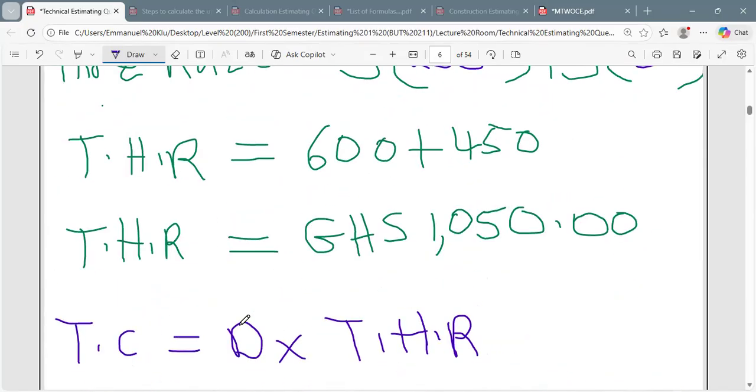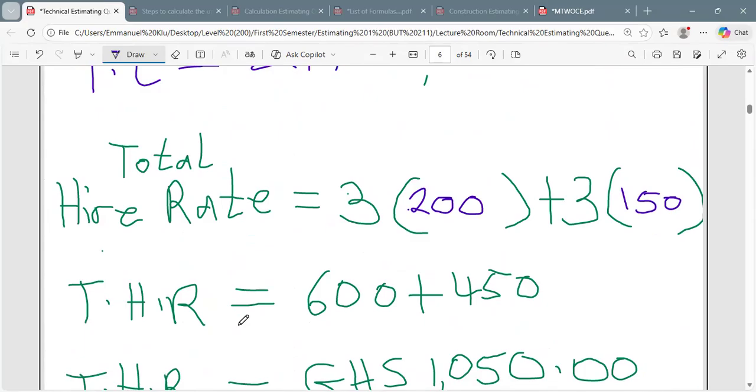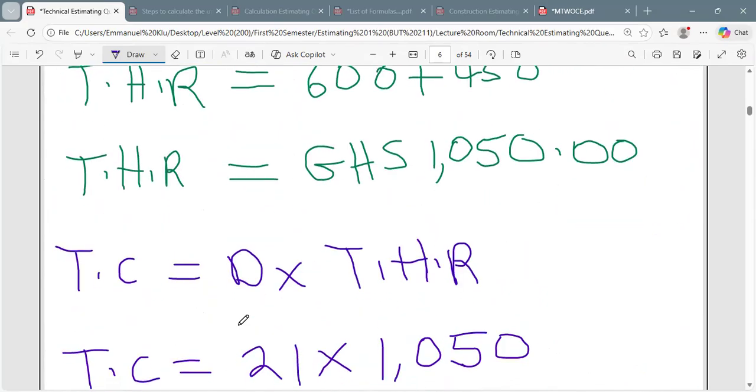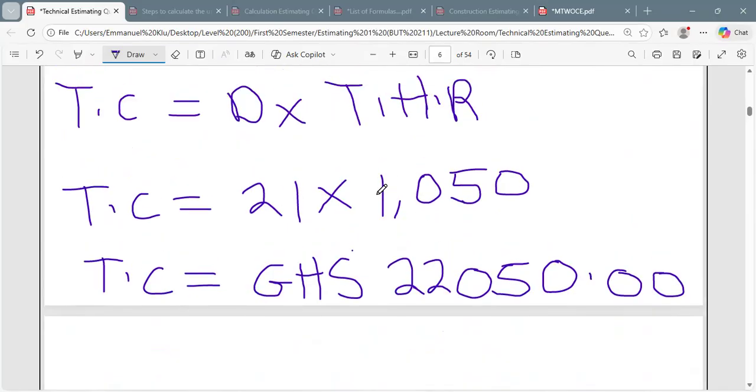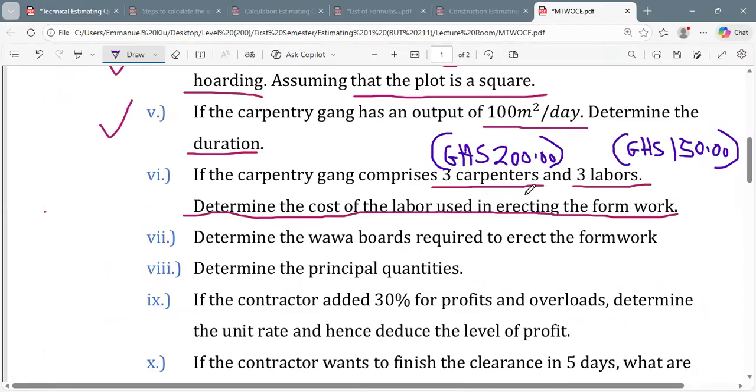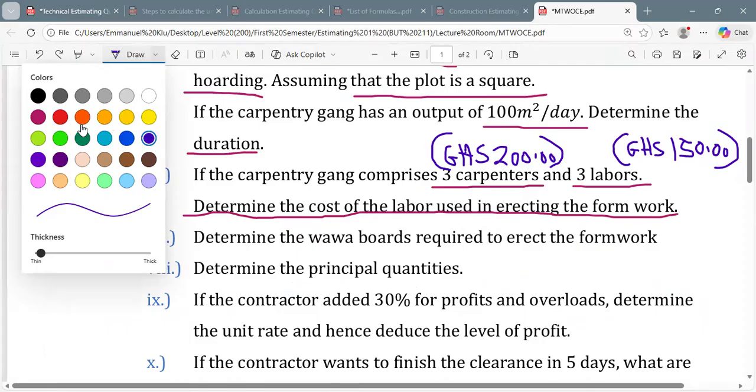Okay, Ghana cities, for erecting all the hoarding work. So let's proceed. So the form work, that is the money that will be required. 22,050 cities will be required in erecting the form work. So we are done with this one. So let's proceed with the VII2.